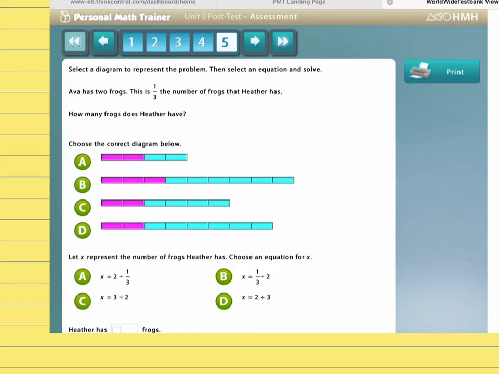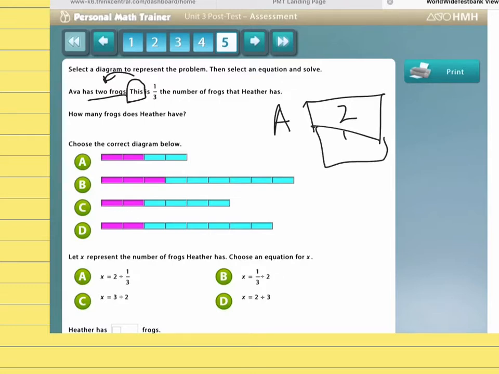All right, let's take a look at this one by unpacking it. We're going to pick a model that represents this problem. Ava here has 2 frogs, so that's Ava's 2 frogs here. This, and that's the critical part there, this, which is the 2 frogs, is 1/3 of Heather's. So how much would Heather have? Well, Heather would have another third and another third. So how many frogs would Heather have if Ava had a third? Well, if Ava has 2, then Heather would have 2 and 2 and 2, or 6.